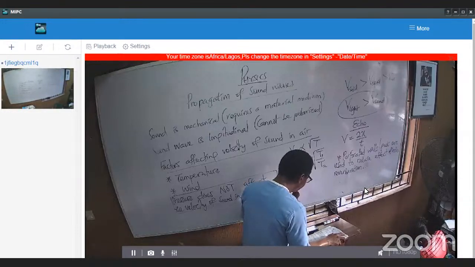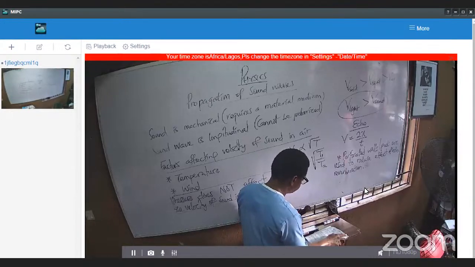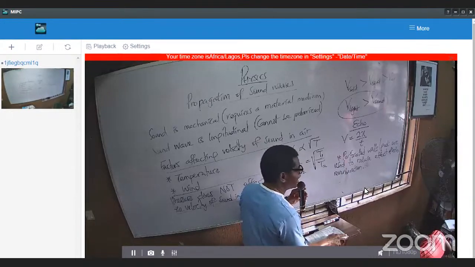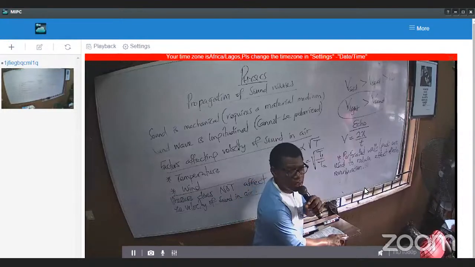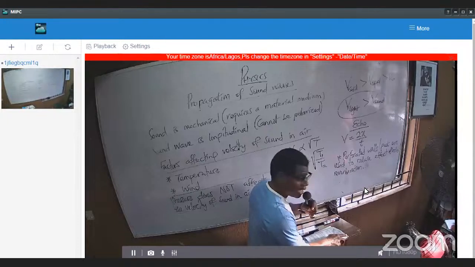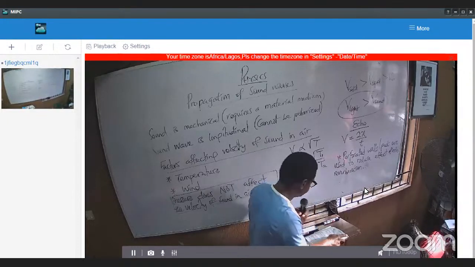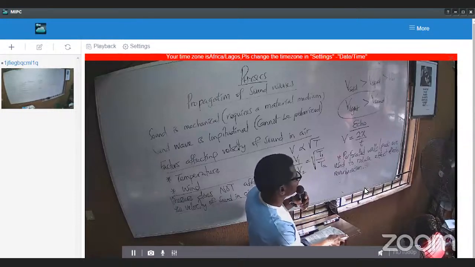At the town B, 6.6 kilometers away. In brackets, velocity of sound in air equals 330 meters per second. Classwork, do it.